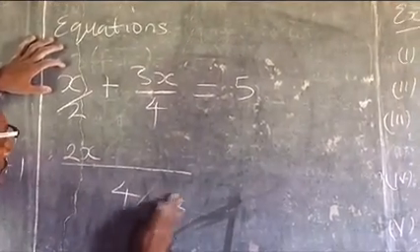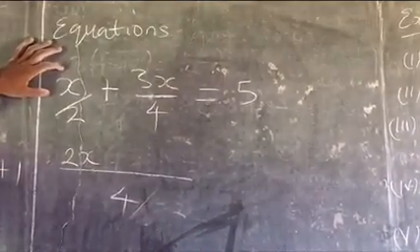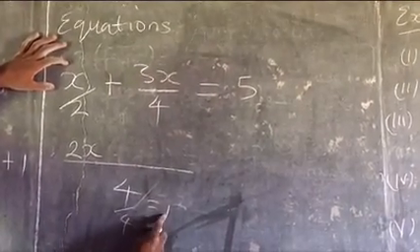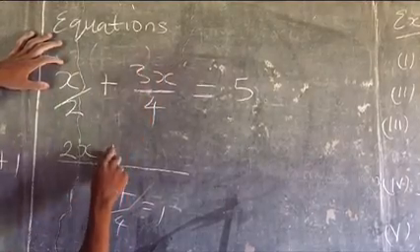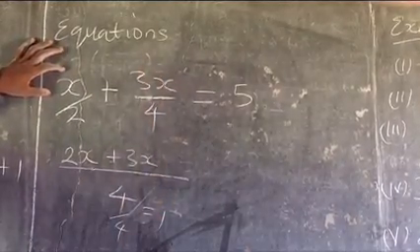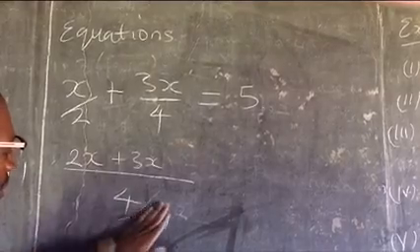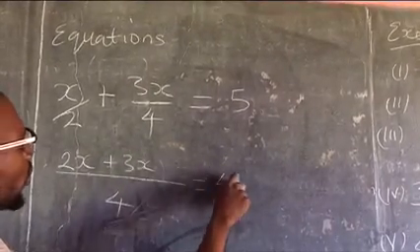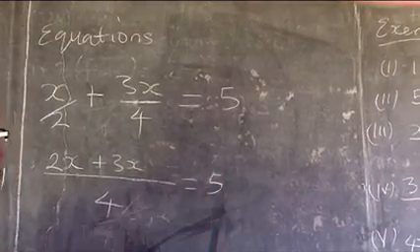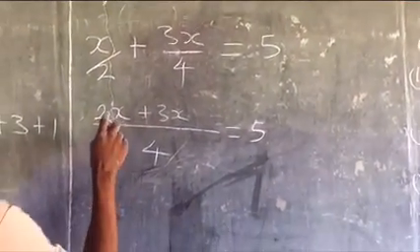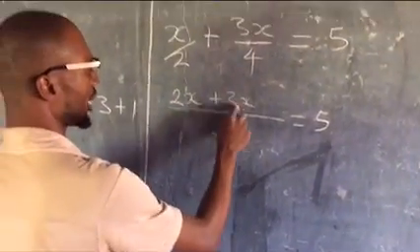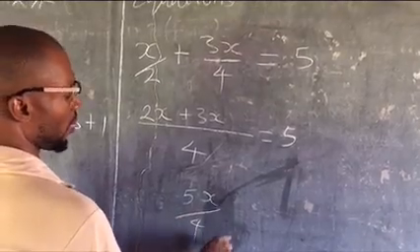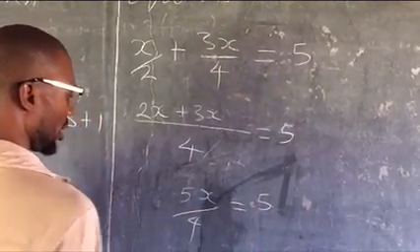We are not finished with this one. Then I will carry this 4, divide it by this 4 here, and it will give me 1. Then I multiply it by the 3x up there, and it will give me 3x. So as we have done it like that, we get equal to 5. Now we do 2x plus 3x, which will give us 5x on top of 4, equal to 5.